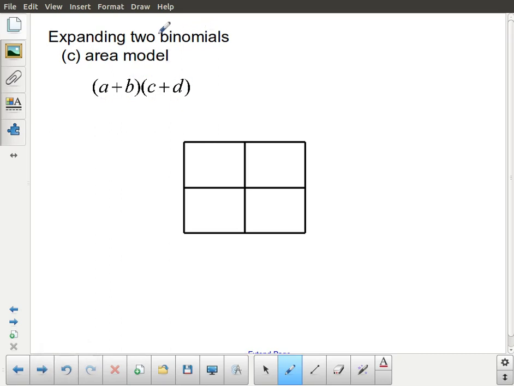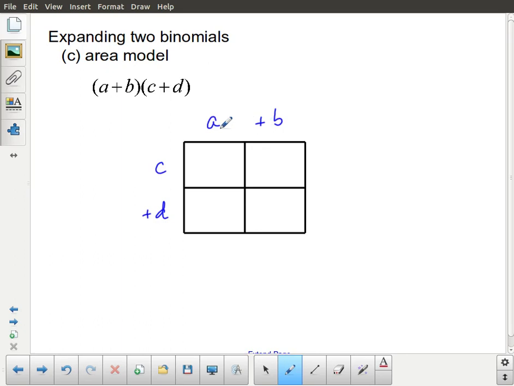Another way to do multiplying or expanding binomials is known as the area model. What we do is we represent each of the binomials along the edge of a rectangle. So I've got A plus B, and I've got C plus D. Now I'm only putting those pluses in there because it becomes important if you have subtraction here.